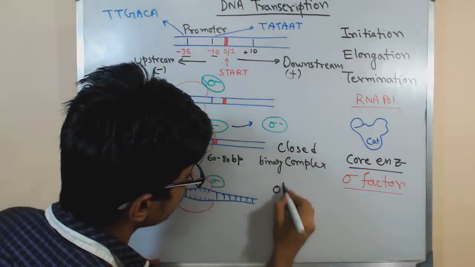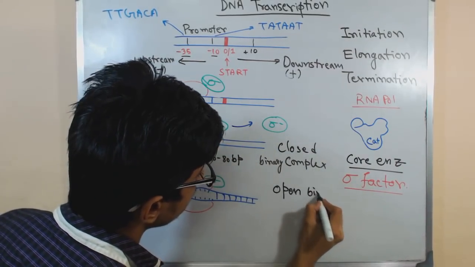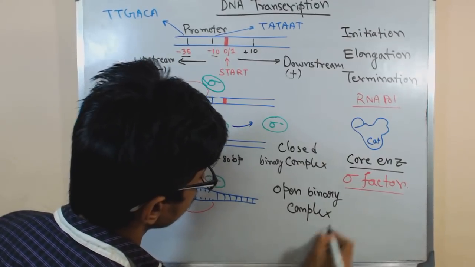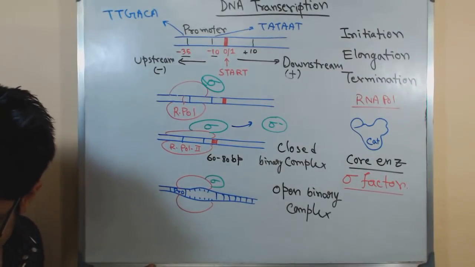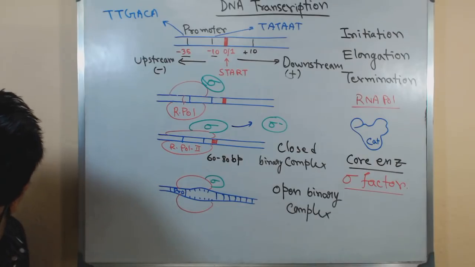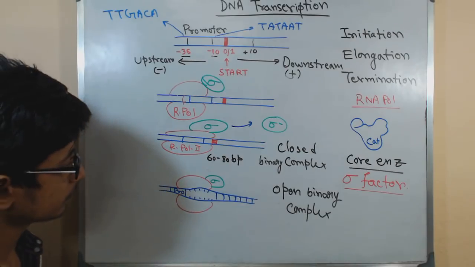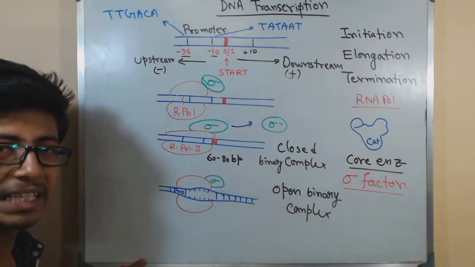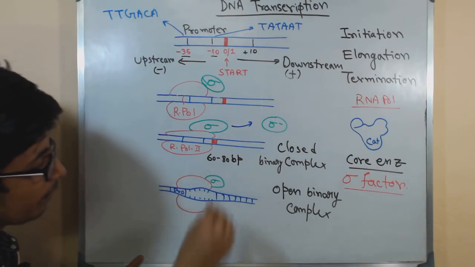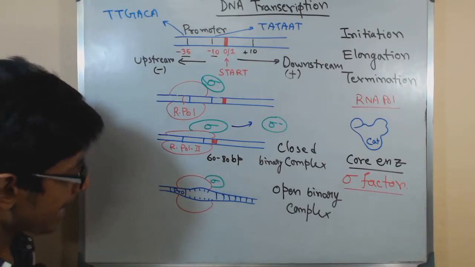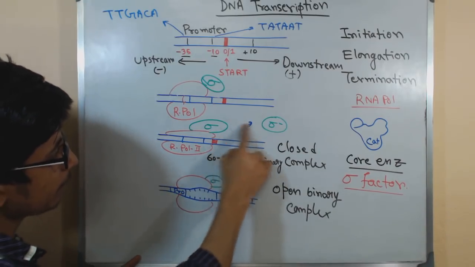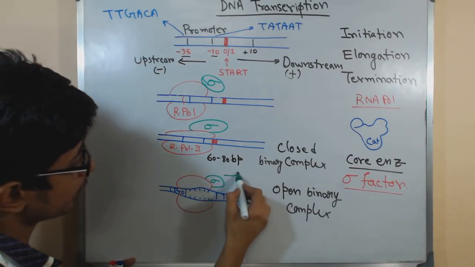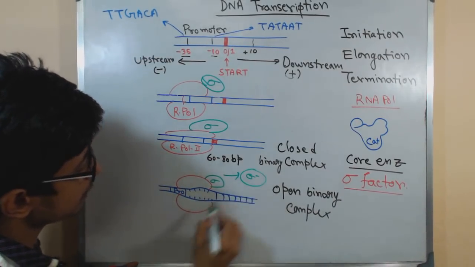It is called the open binary complex. So once the open binary complex is formed here, then what will happen? Once the open binary complex forms, then this sigma factor will be released, right? The sigma factor will definitely be released, and the release of sigma factor, remember I've given you the idea here, but now let's say it's releasing here because I've drawn an extra stage. So sigma factor is now released.